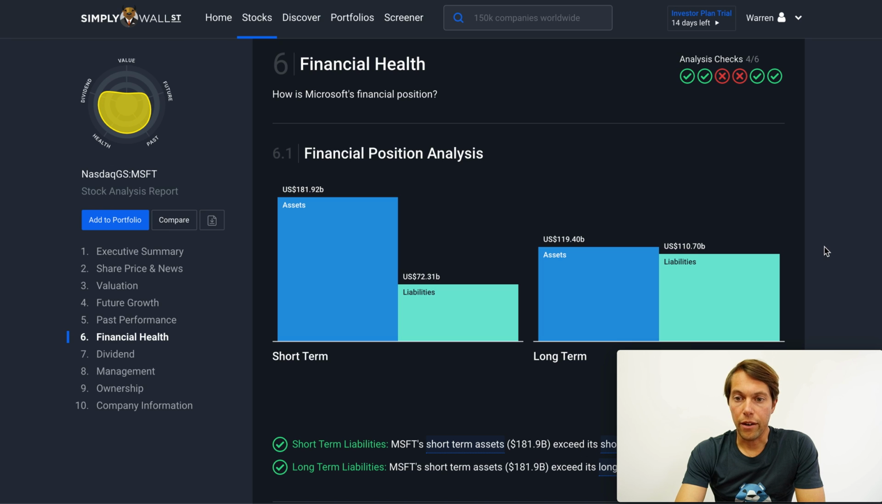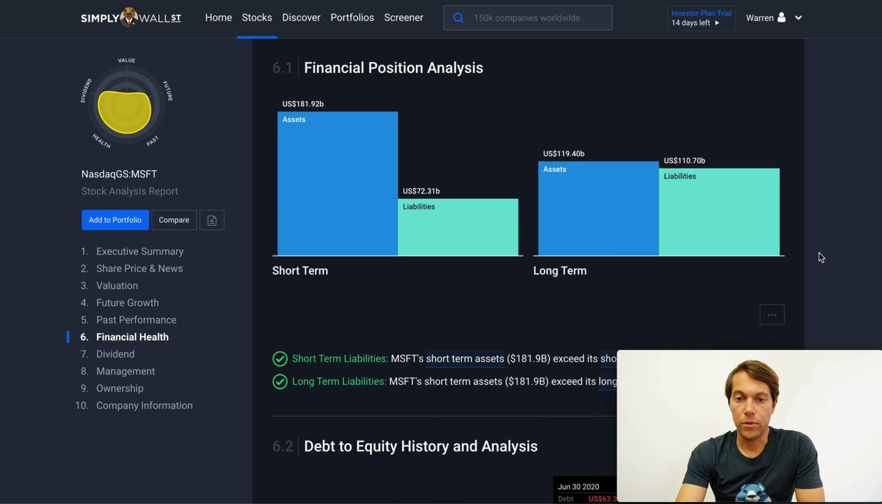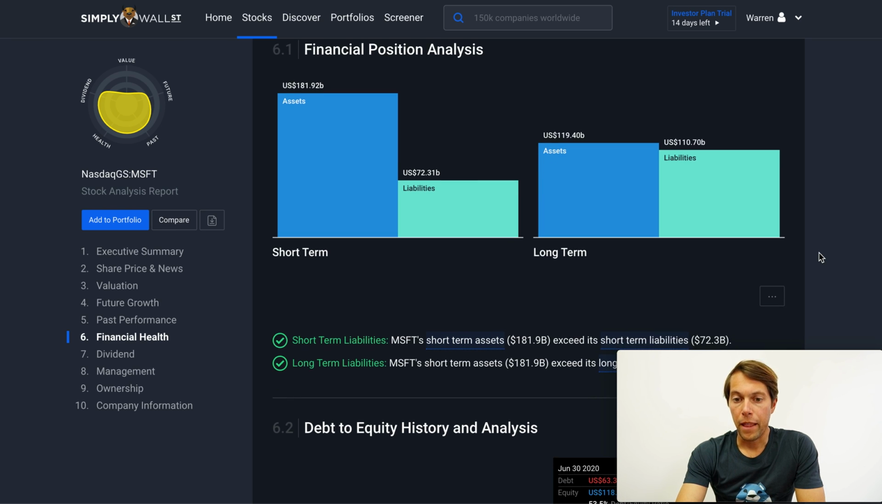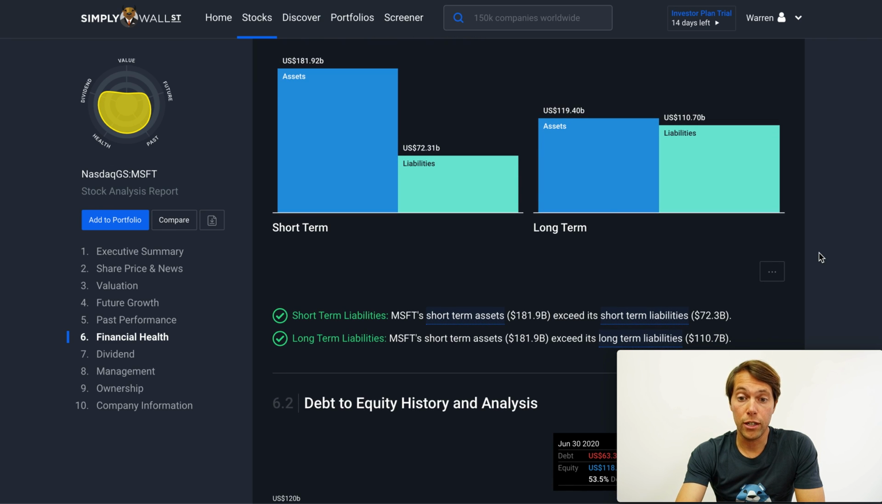Let's look at financial health. So our financial health section is all about the balance sheet. It's all about, is the company in a good financial position? And to start off in that section, what we actually look for is we just look at the two sides of the balance sheet, which is the assets and the liabilities. And we broke those out into short-term and long-term.